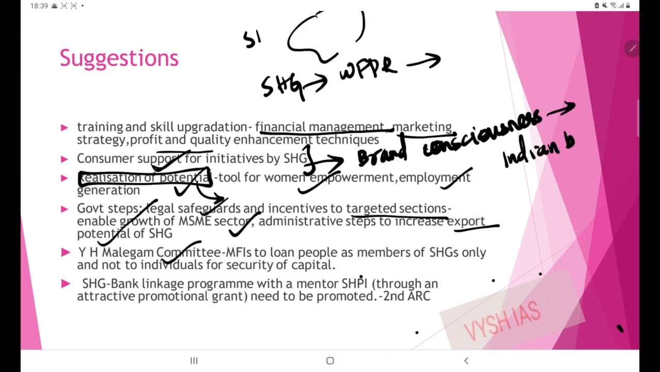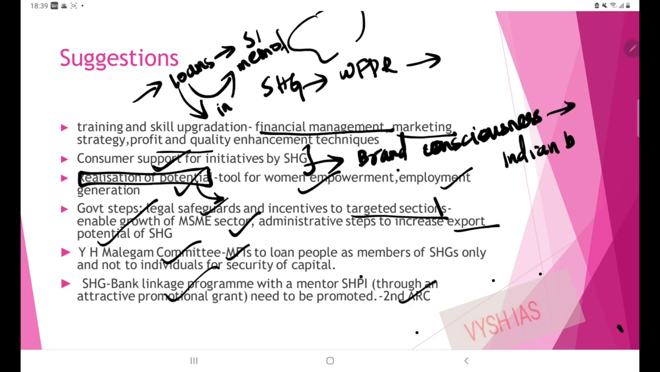Then there is a committee, the Vyas committee. It recommends that microfinance institutions lend to people as members of SHGs only. So while SHGs are extending loans, the loans are given to members of SHGs only and not to individuals. So the address by which the loan should be given is through members of SHGs. Okay, so that is one committee recommendation. Then the SHG bank linkage program, with a mentor, can be promoted through an attractive promotional grant.